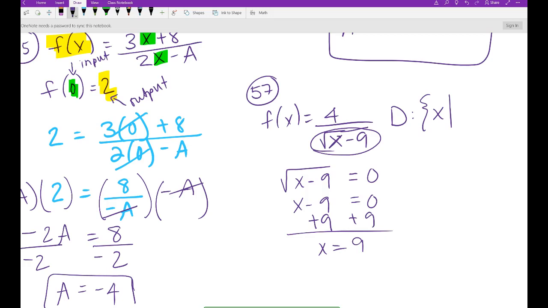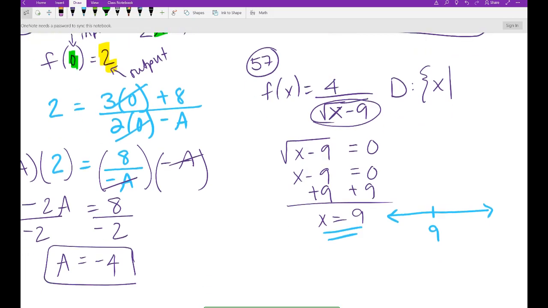No, okay? Anytime, I'm repeating this, anytime you have a radical, I want you to make a number line. Put this number that you have found on this number line. Okay, and then this is where you have to test it out. Can I have 9 in my domain? Can I have it? No, right? So is it a closed circle or open circle? Open, because I cannot have it.